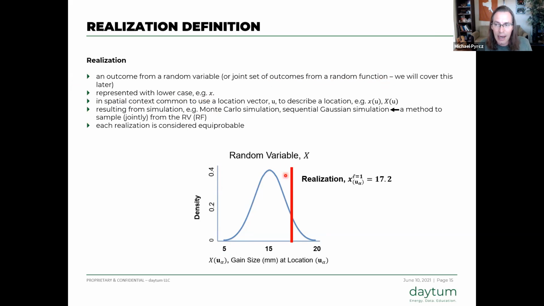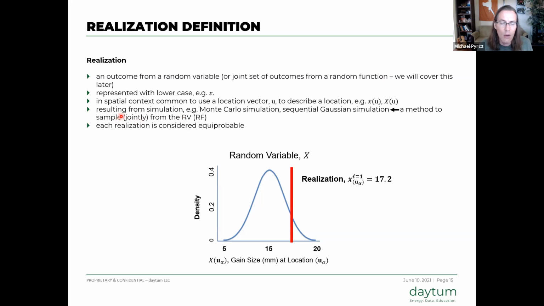So I've got the big X is the random variable. I draw a random value between 0 and 1, uniformly distributed. I do the inverse of the CDF. The resulting value is realization number 1, 17.2. Porosity, no, this is millimeters grain size again. Okay. So in spatial context, we always use this u. Also temporal, we'll want to give it a location vector.